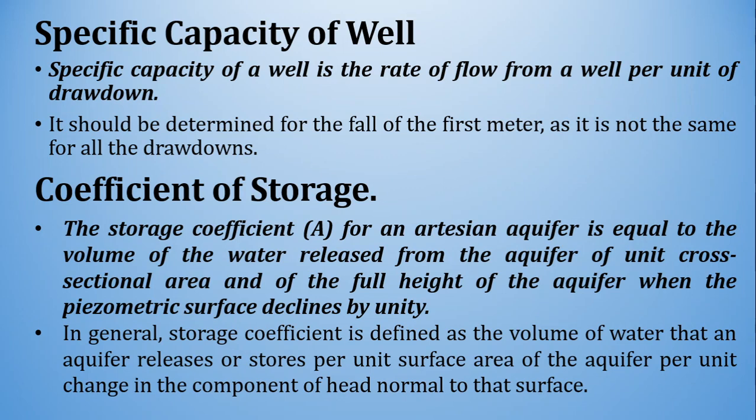Then comes coefficient of storage. The storage coefficient for an artesian aquifer is equal to the volume of water released from the aquifer of unit cross-sectional area of the full height of the aquifer when the piezometric surface declines by unity. In other words, in general, storage coefficient is defined as the volume of water that aquifer releases or stores per unit surface area of the aquifer per unit change in the component of head normal to that surface. So that is what the coefficient of storage.